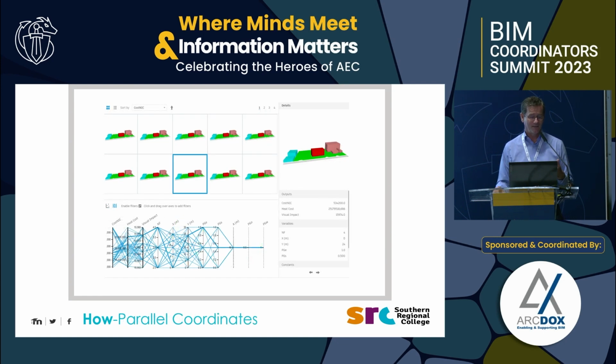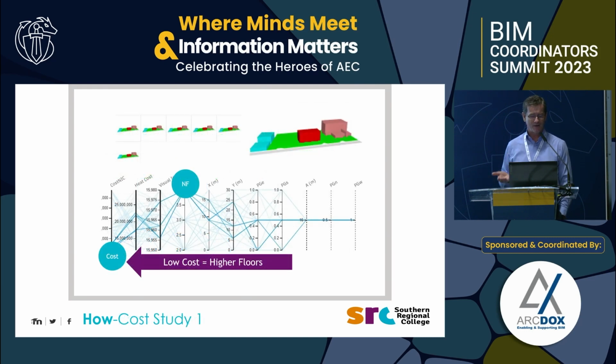And this, I call it a spider diagram in my head, but it's called parallel coordinates. It shows you the data in a particular way. Now, this is a very early study that we created in relation to cost. On the bottom left, each one of these lines is a solution. So the blue line is saying there's a low cost solution, and if you move over to the number of floors, it's a high number of floors for that low cost.